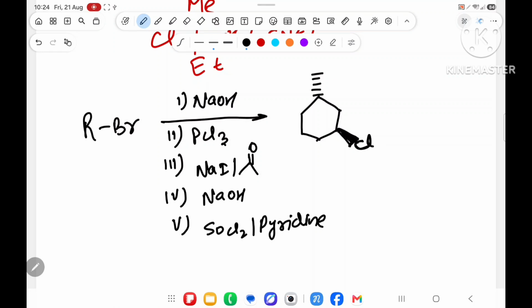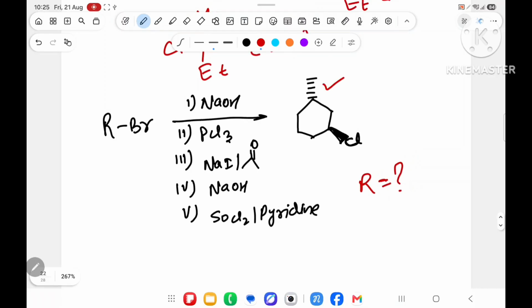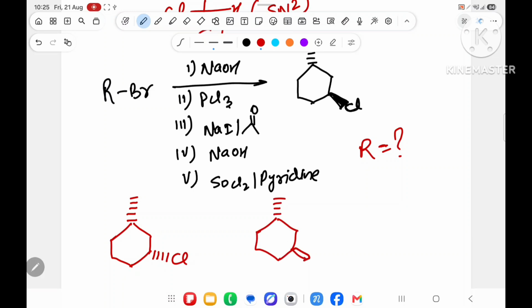Cl is coming. Now tell me what R is. Just listen to this part very properly. Directly I will write the answer of this question. Suppose I have two options. This part is not changing and stays as it is. Either I take Cl here, or I take Cl on the other position. My choice. Over here I will take Cl.